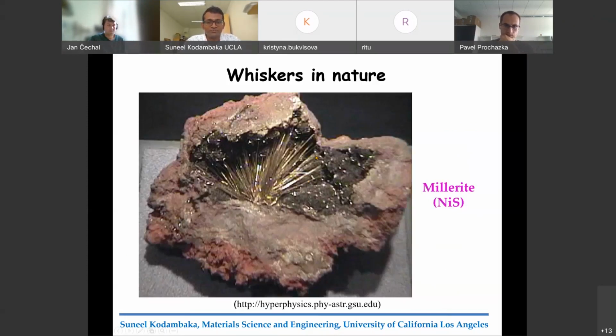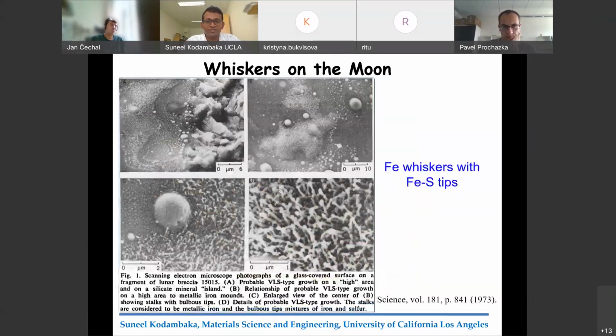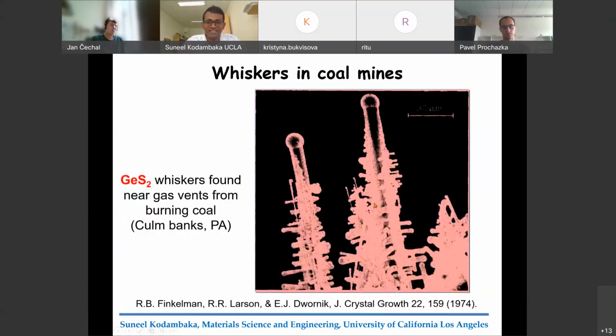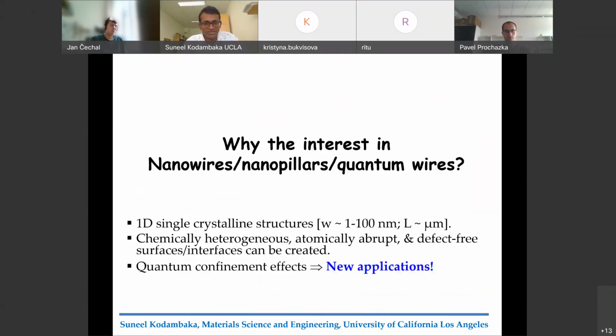And whiskers are common. They are observed everywhere. And here is one example of nickel sulfide whiskers that are found geologically in nature. They're found on the moon. So these are iron sulfide or iron whiskers with sulfur tips, that's obtained on the moon and in the mines as well. So these are germanium disulfide nanowires or whiskers, if you will. And if you see, there are these little branches that are growing outside as well. And so these are very common, these nanowires and whiskers and nanopillars and quantum wires.